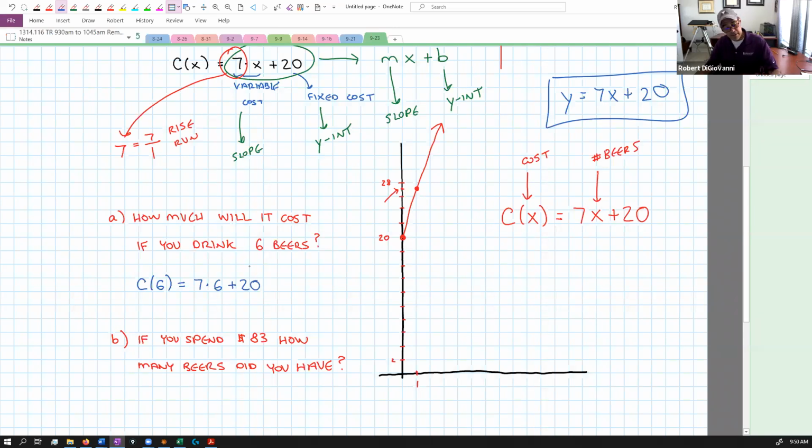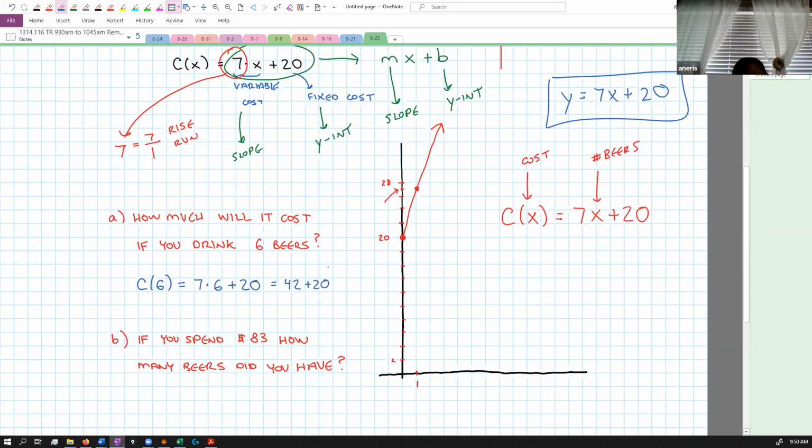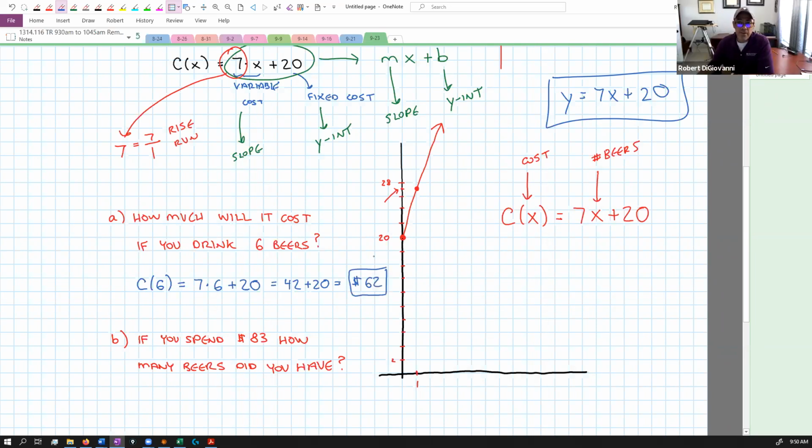7 times 6 is 42, plus 20, 62. $62. So if we drink 6 beers, we would spend $62 to go to NIOSA.